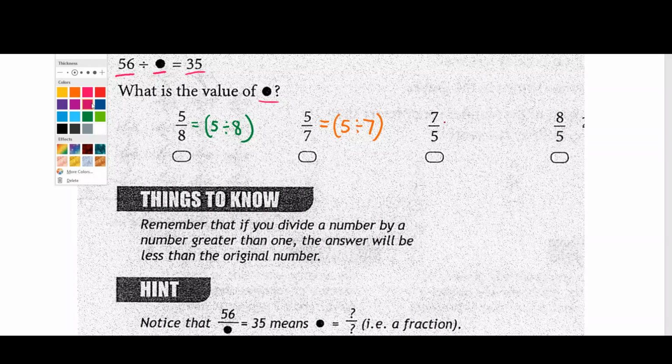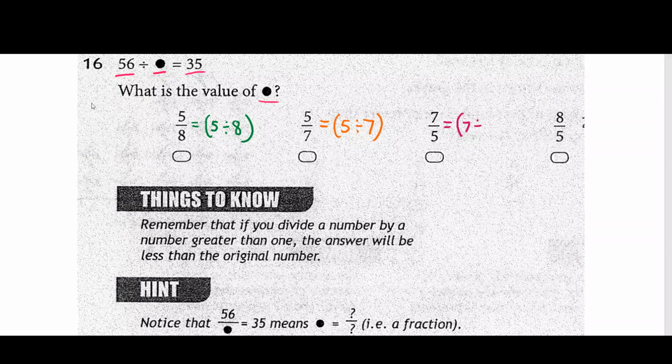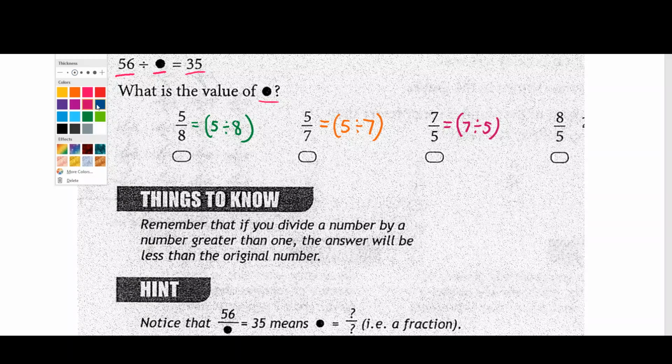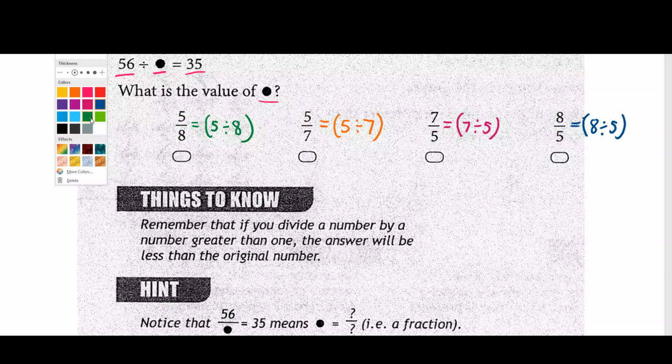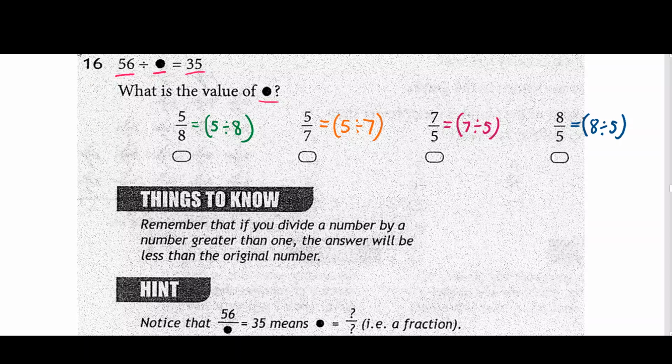Then we've got 7 over 5, which is 7 divided by 5. And, not forgetting our brackets, we've got 8 divided by 5. Okay? Now, what is the value of the dot? So let's see if it's 5 over 8 or 5 divided by 8. So we're going to let the dot be equal to 5 over 8 and see what our answer is.